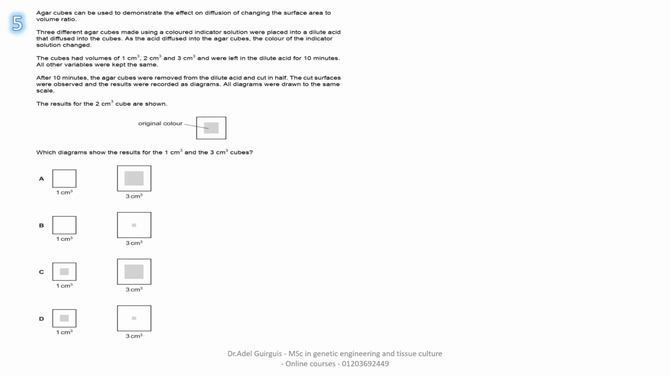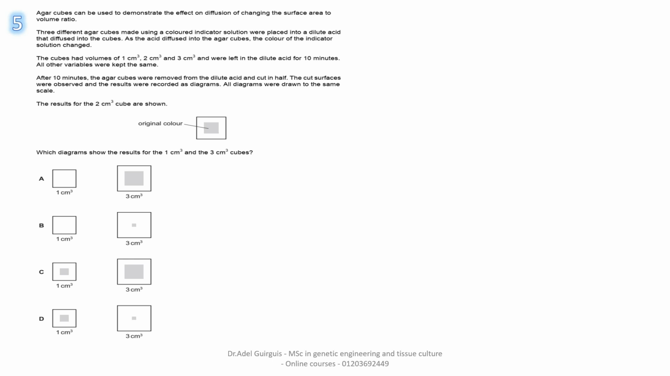Number 5. Agar cubes can be used to demonstrate the effect on diffusion of changing the surface area to volume ratio. Three different agar cubes made using a colored indicator solution were placed into dilute acid, and the acid diffused into the cubes. As the acid diffused into the agar cubes, the color of the indicator changed. The cubes had volumes of 1 cubic centimeter, 2 cubic centimeter and 3 cubic centimeter, and were left in the dilute acid for 10 minutes.